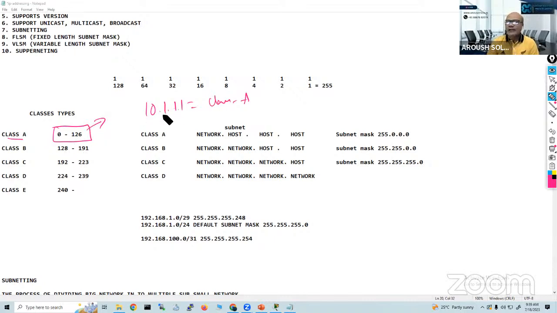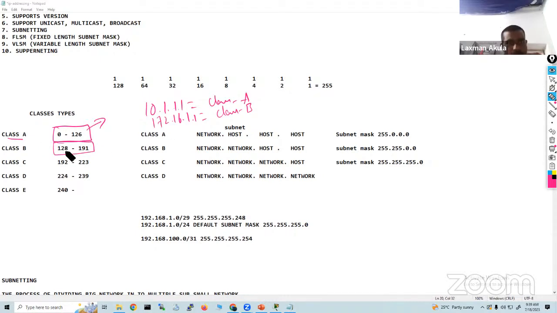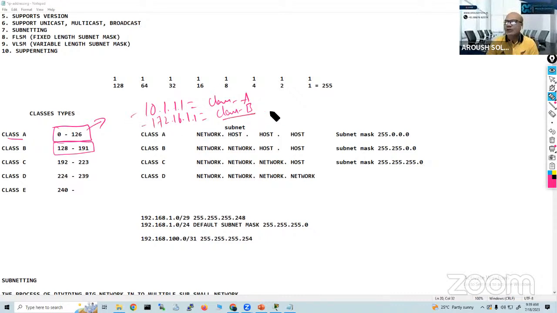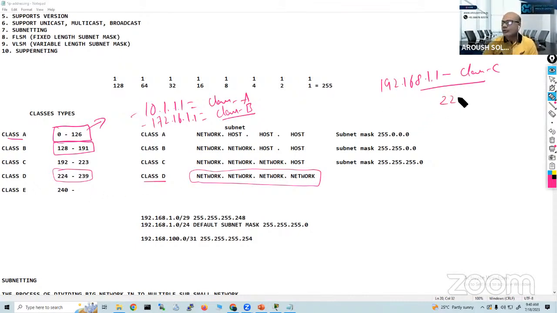Suppose you write, for example, 172.16.1.1: this belongs to class B, because 172 is within the 128 to 191 range. Whatever IP address is within that range belongs to class B. When you write 192.168.1.1, this belongs to class C. And 224 to 239 belongs to class D. Addresses like 224.0.0.9, 224.0.0.10, 224.0.0.5 and 224.0.0.6 are all reserved for multicasting.